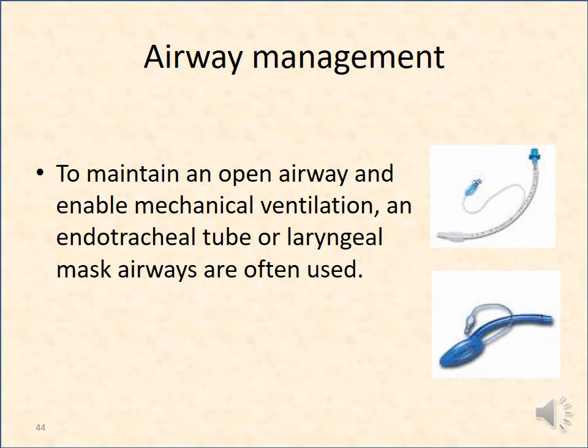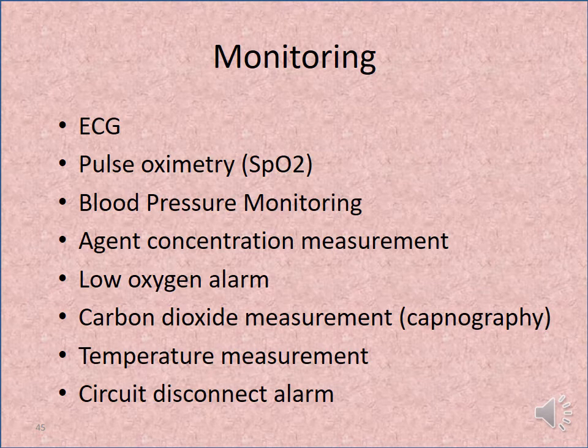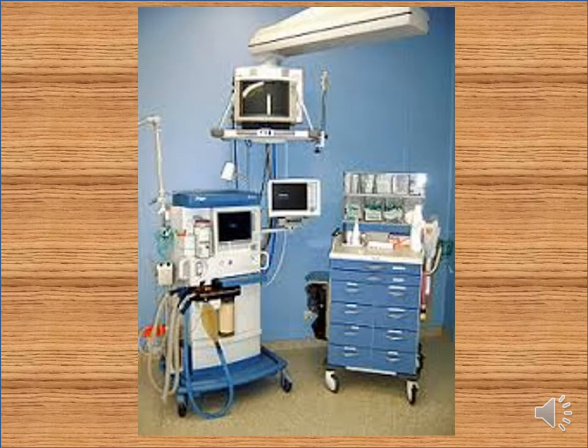Airway management. To maintain an open airway and enable mechanical ventilation, an endotracheal tube or laryngeal mask airway is often used. During monitoring, you must have ECG, pulse oximetry, blood pressure monitoring, agent concentration measurement, low oxygen alarm, carbon dioxide measurement as capnography, temperature measurement, and circuit disconnect alarm. This is the machine used in general anesthesia in the surgical theater.